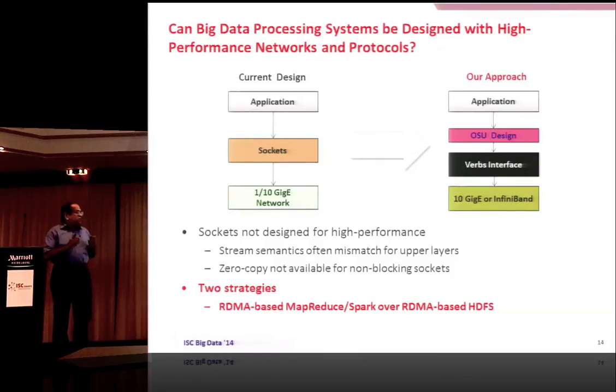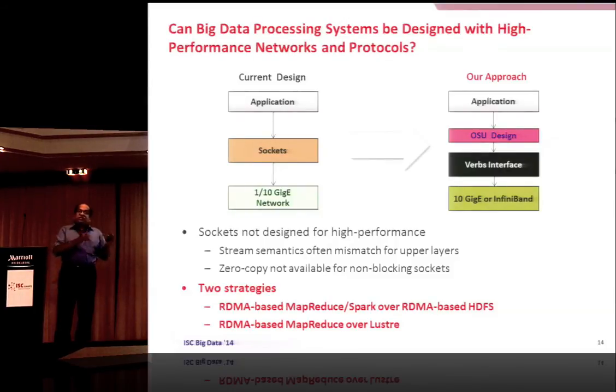One is the traditional Hadoop infrastructure, which uses HDFS together with its components like MapReduce, RPC, HBase, all those things, and how we can accelerate that. The second strategy is to use, instead of HDFS, the HPC clusters, let's say with Lustre, and focus just on MapReduce. If you have just MapReduce-based applications, can you run them efficiently on a Lustre-based testbed?